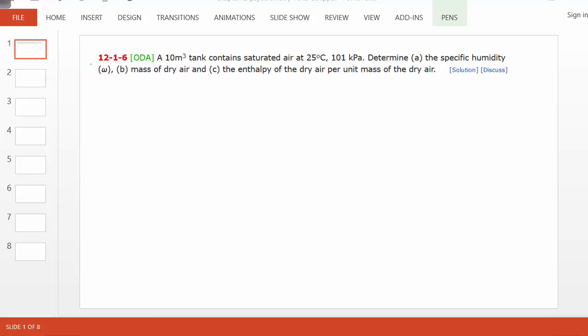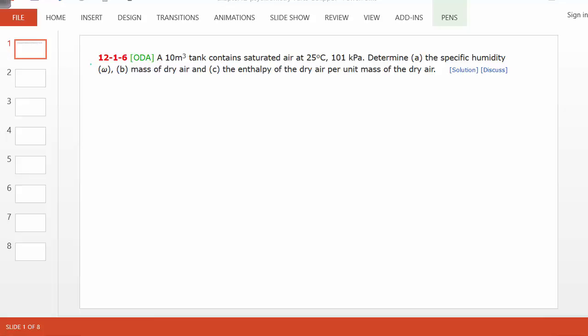So we go to property tables, and to find the saturation pressure from a given temperature, we go to the temperature saturation table. At 25 it is 3.169 or 3.2 kPa. So we found PV. So one thing is done, and therefore PA we can find from 101, the total pressure, minus 3.2 kPa. So PA is 101 minus 3.2, which is 97.8 kPa. So we already found two different quantities.